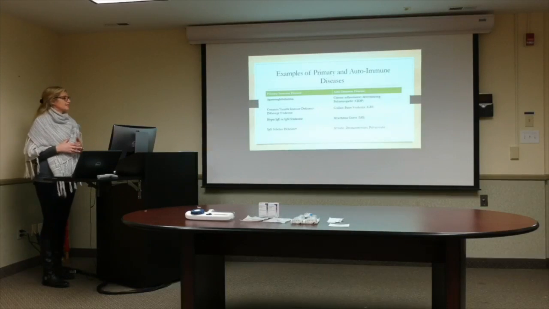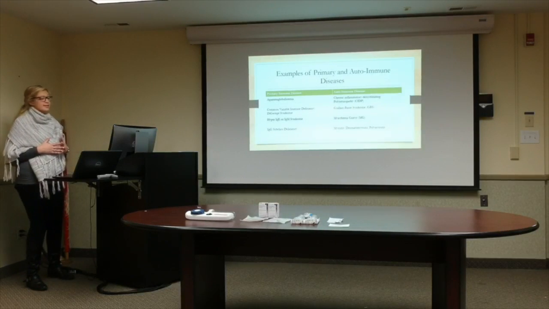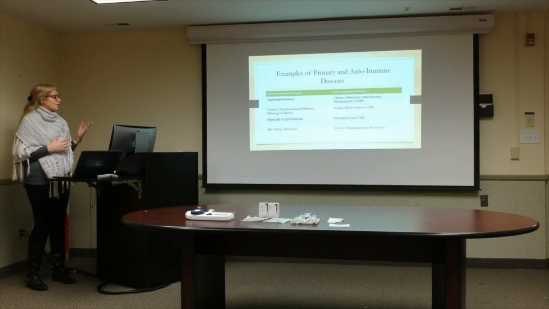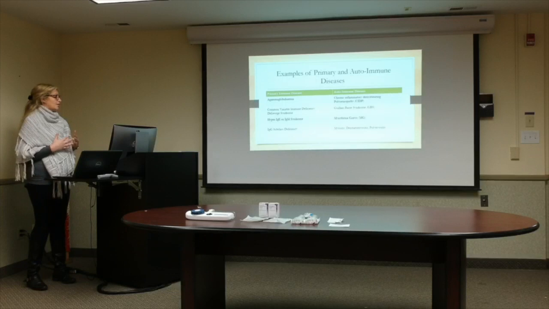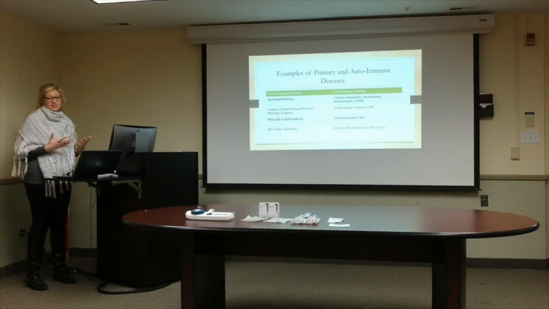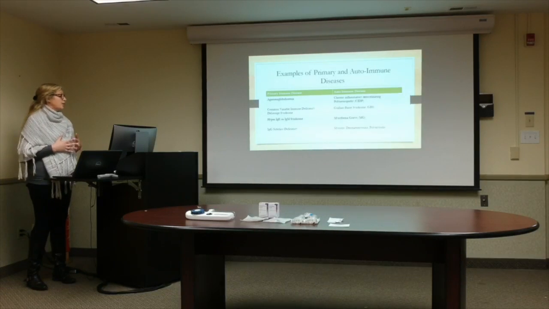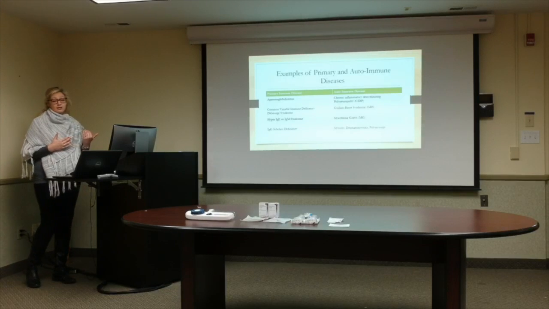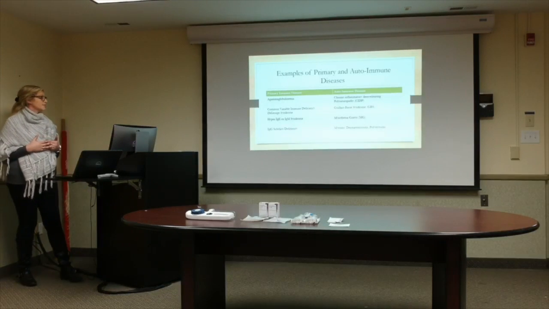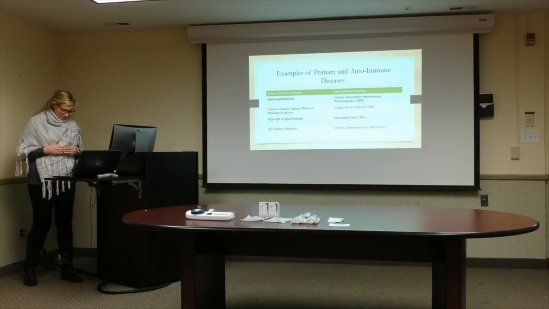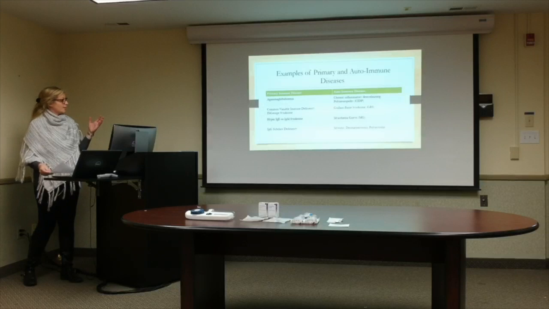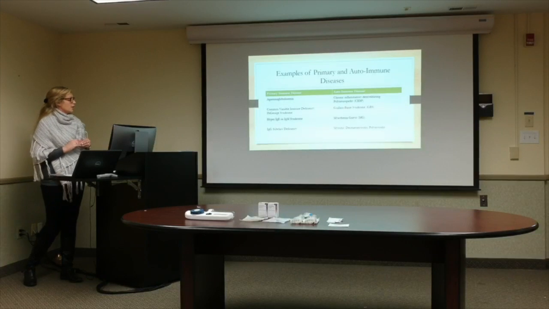So here we have some examples of primary and autoimmune diseases. On the primary immune side, common variable immune deficiency is a big disease that you see pretty prevalent. Then the hyper IgG and IgM syndromes and the subclasses on the IgG. They're a little different than the autoimmune.